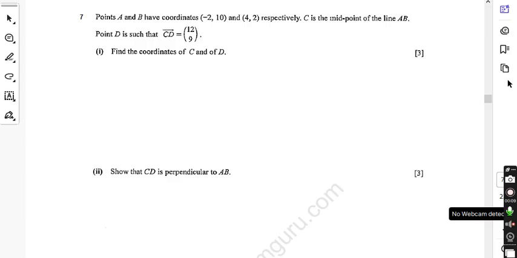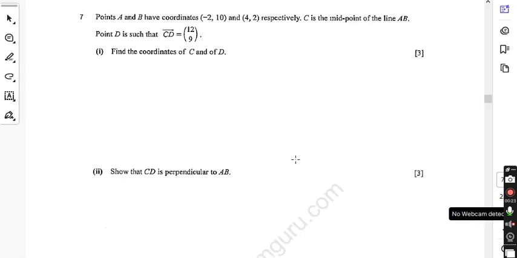Students, in last lecture we did past papers of coordinate geometry question number 6. Today we are doing question number 7. This question came in October-November 2014 paper 2-3. Let's start question number 7.